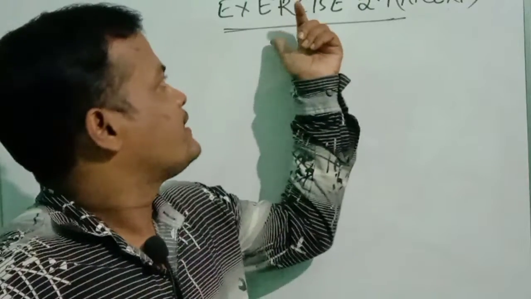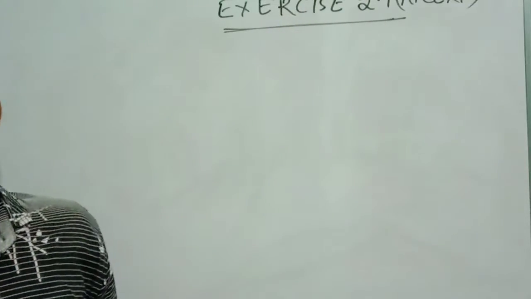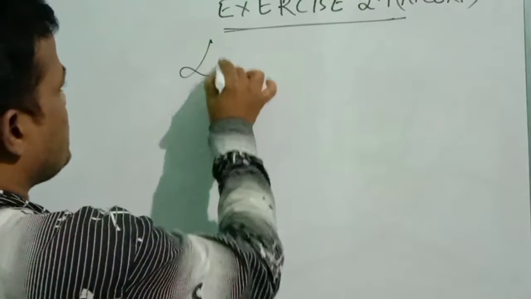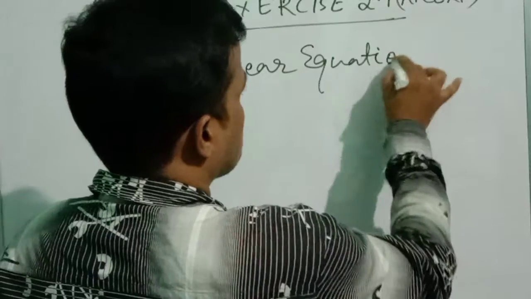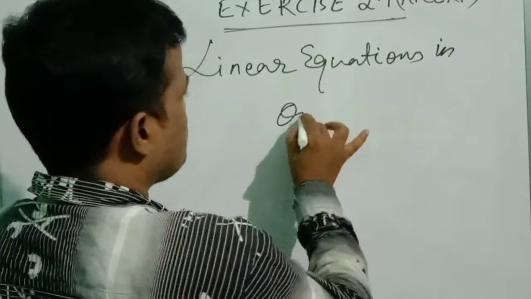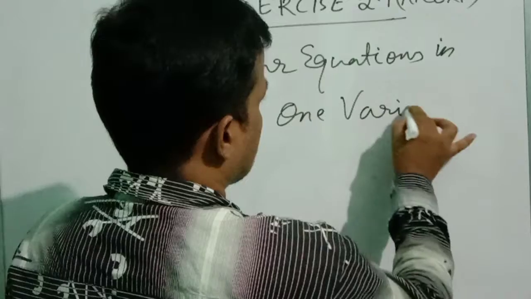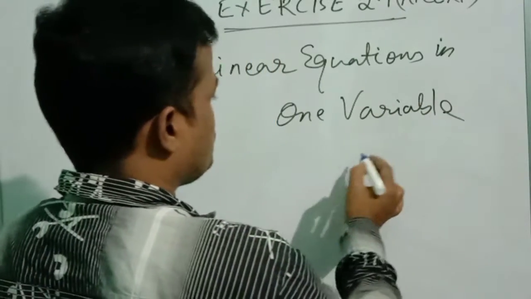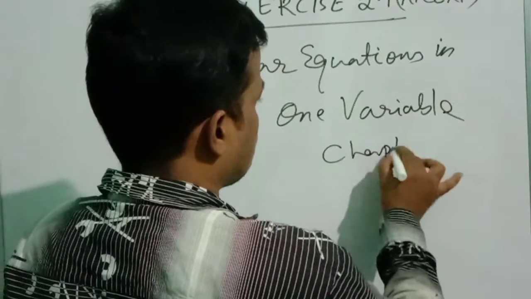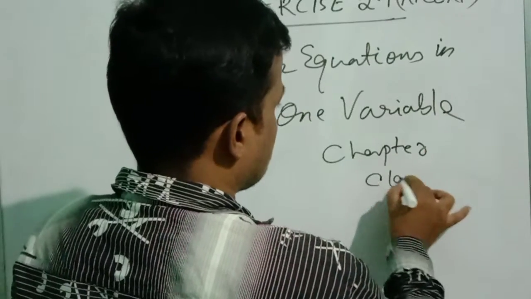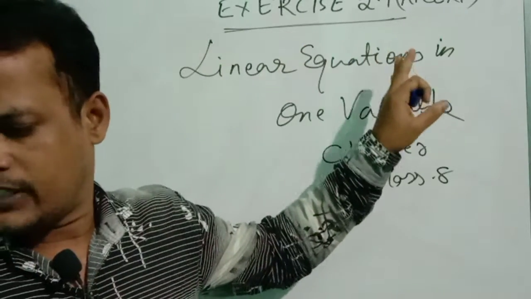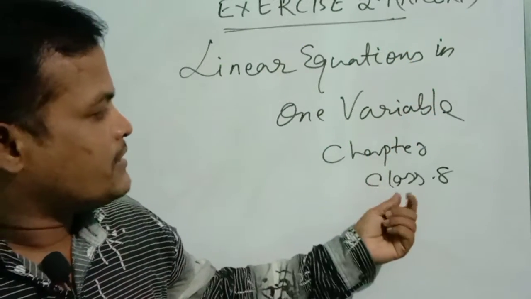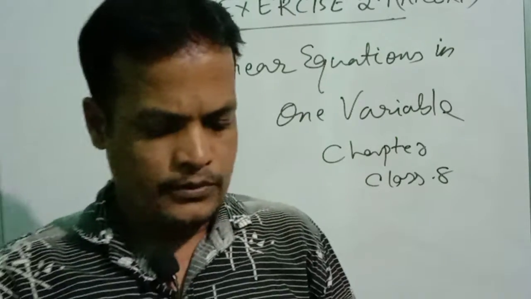Hello friends, today we are going to discuss exercise 2.1, linear equation in one variable, chapter 2, class 8. So this is your exercise number 2.1 of chapter 2, that means class 8. Let us continue this session.